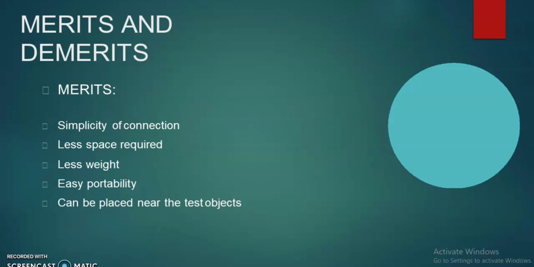Now, merits and demerits of the resistive potential divider. The merits of the resistive potential divider are that it is very light in weight and its portability is so easy, it can be placed near the test object and maintain the simplicity of the connection. And mainly, it requires very little space.